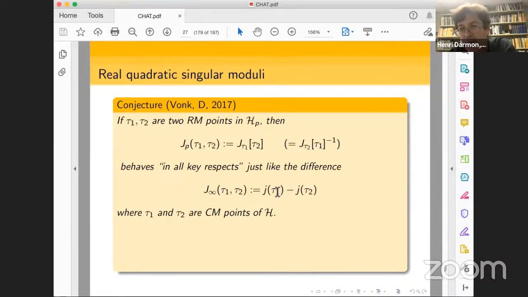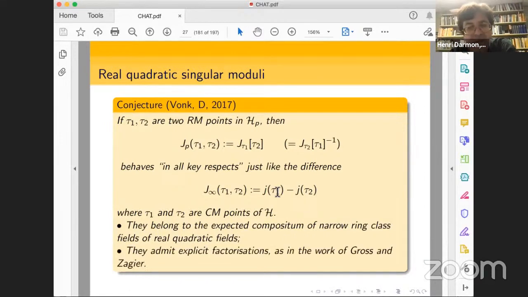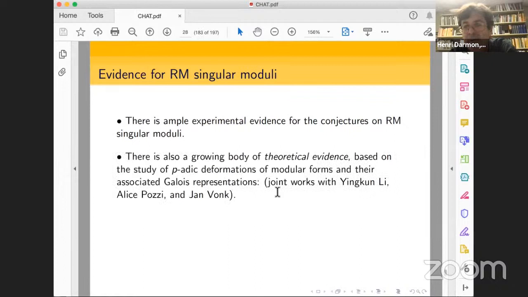Here, J is just the usual modular J function. And so, namely, we expect that they belong to the right composita of narrow ring class fields of real quadratic fields and that they admit explicit factorizations, exactly as in the work of Zagier. And so, well, okay, there's a lot of experimental evidence for this conjecture. Again, one can check these conjectures quite convincingly on the computer.